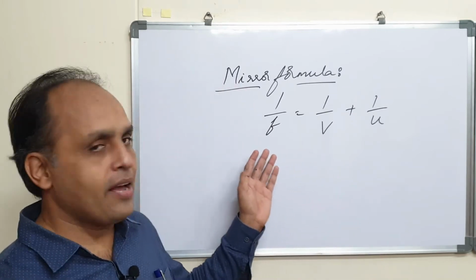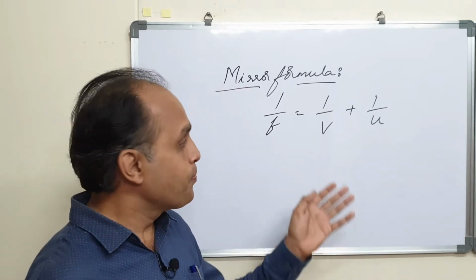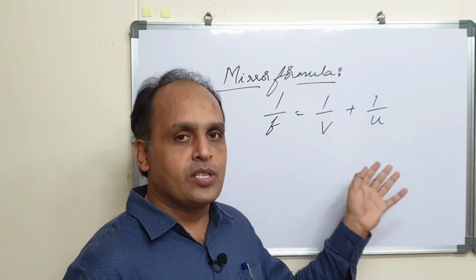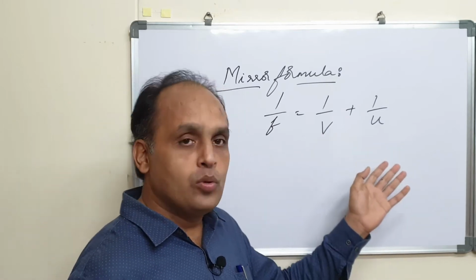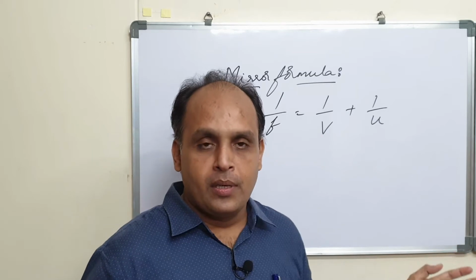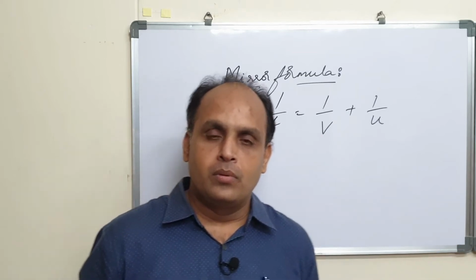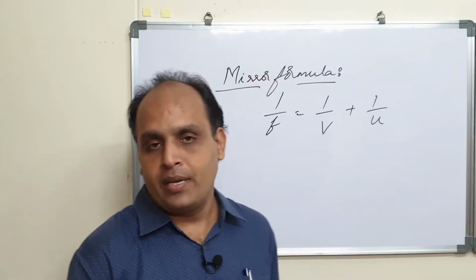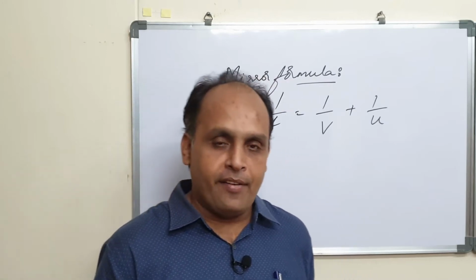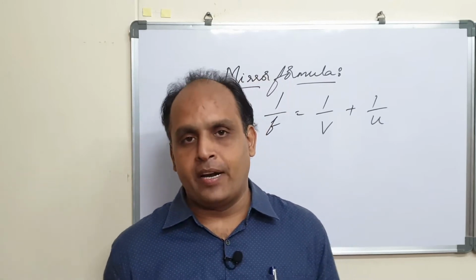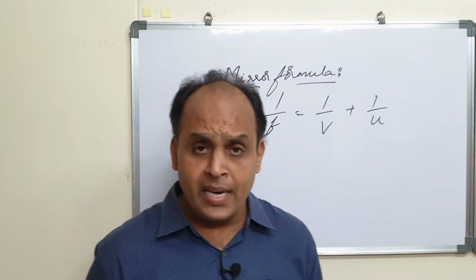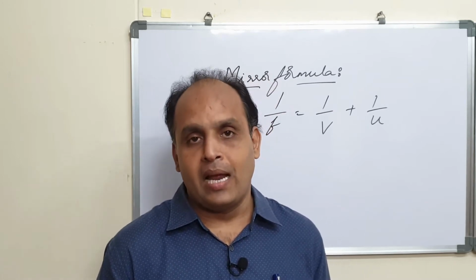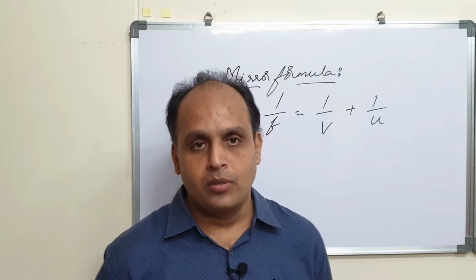As you all know, f is the focal length of the spherical mirror, v is the image distance, and u is the object distance. Now that we have learned the mirror formula, we will be substituting the values of v and u and finding f, or f and u and finding v. Any two of them will be given, and the third one we need to find out.